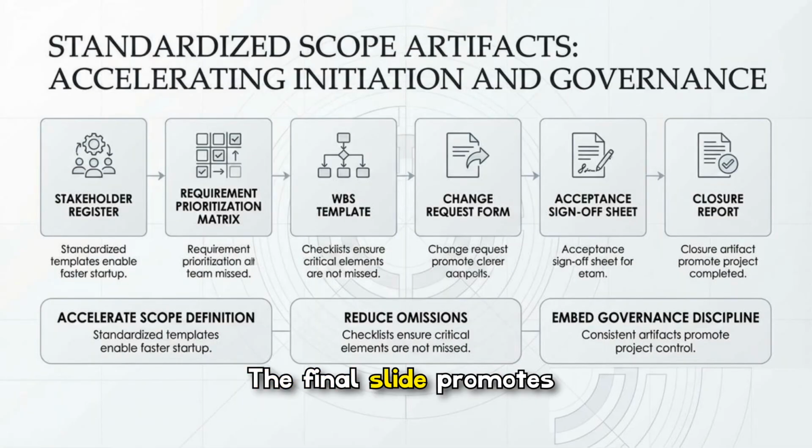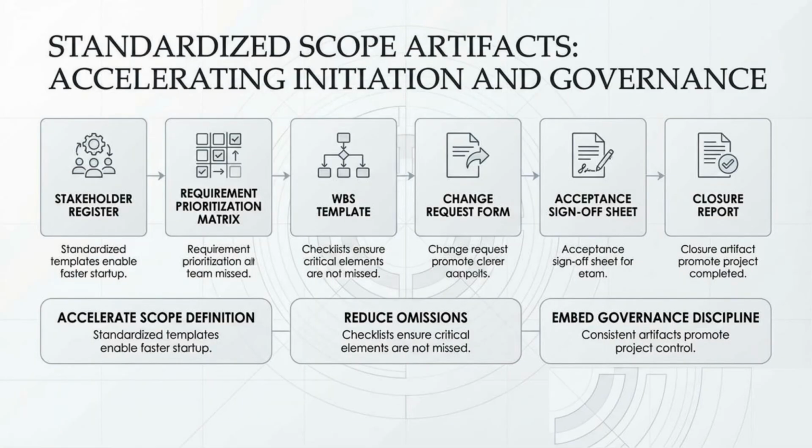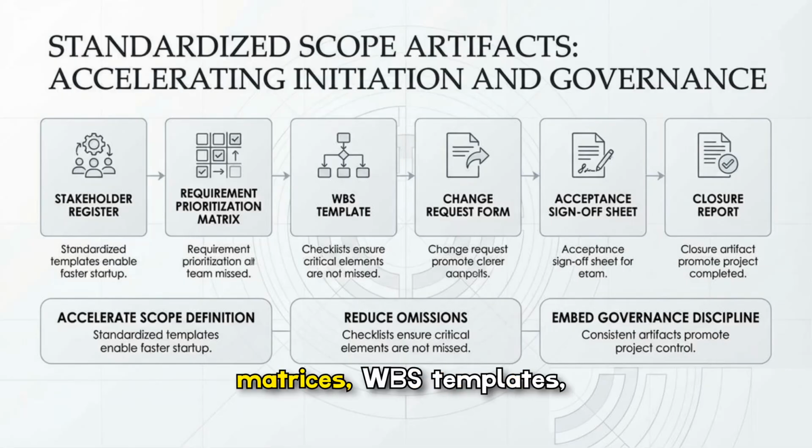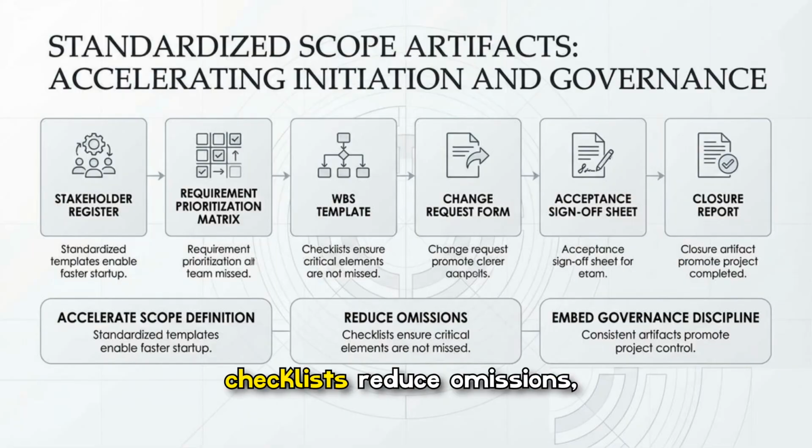The final slide promotes standardized scope artifacts: stakeholder registers, requirement prioritization matrices, WBS templates, change request forms, acceptance sign-off sheets, and closure reports to accelerate initiation and governance. Standard templates and checklists reduce omissions, speed up scope definition, and embed governance discipline so teams start faster, miss less, and maintain consistent control throughout the project lifecycle.